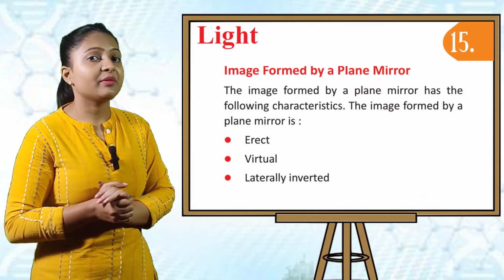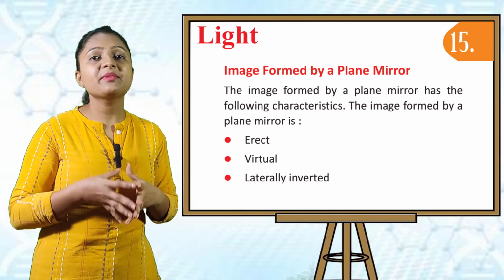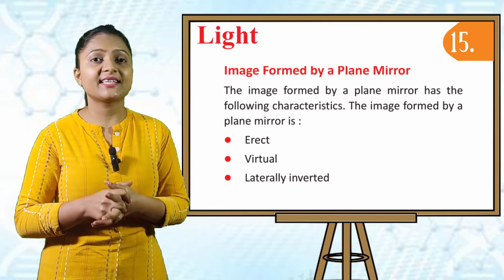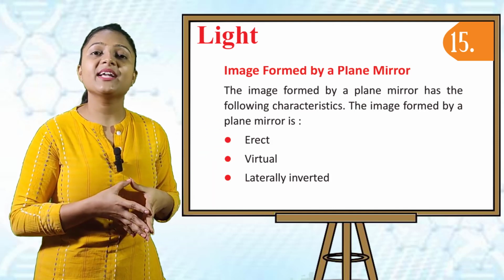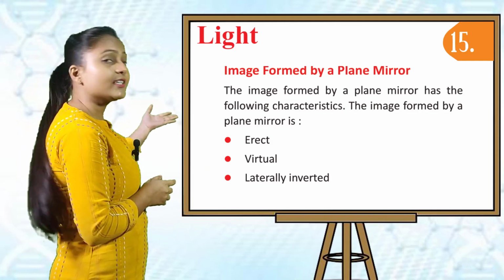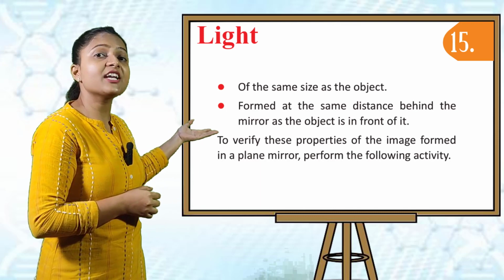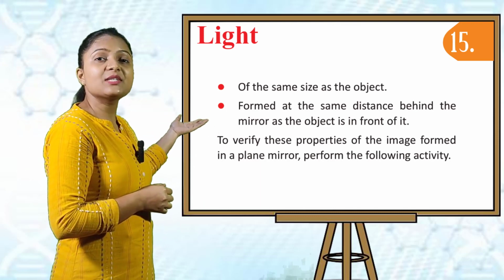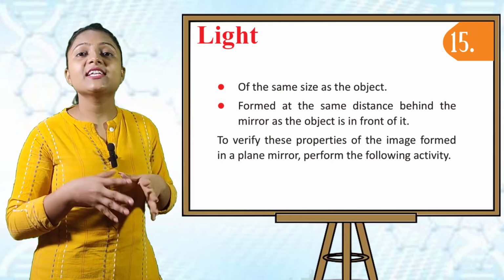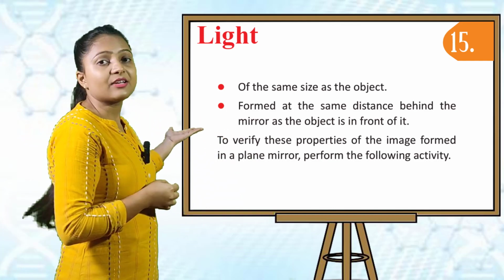Image formed by plane mirror. Now let's look at the images formed by plane mirror. मतलब अगर plane mirror से कोई image बनती है तो वो कैसे बनती है, उसके क्या characteristics होते हैं, let's see. The image formed by a plane mirror has the following characteristics. The image formed by plane mirror is erect, virtual, laterally inverted, of the same size as the object, formed at the same distance behind the mirror as the object is in front of it. To verify these properties of the images formed in a plane mirror, perform these following activities.